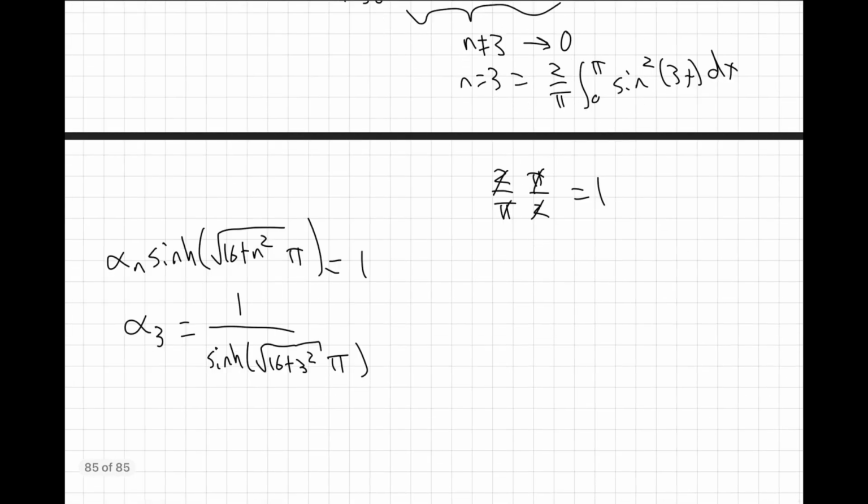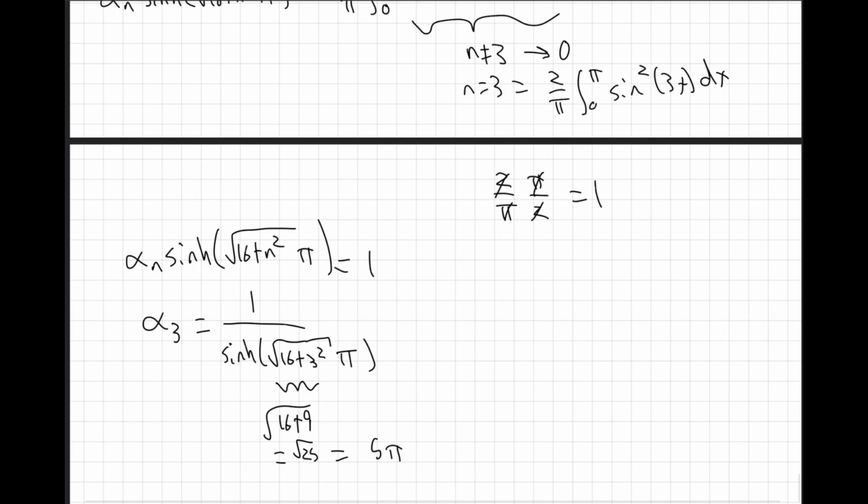And this is cleverly chosen. This is 16 plus 9, square root equals root 25, and we're left with 5 pi under the hyperbolic sine. So we get alpha_3 equals 1 over hyperbolic sine of 5 pi.